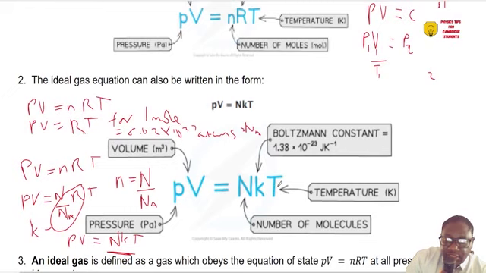Remember, temperature T is in kelvins. If you say 8.31 divided by 6.02 times 10 to the power of 23, you are going to get 1.38 times 10 to the power of minus 23 joules per Kelvin.